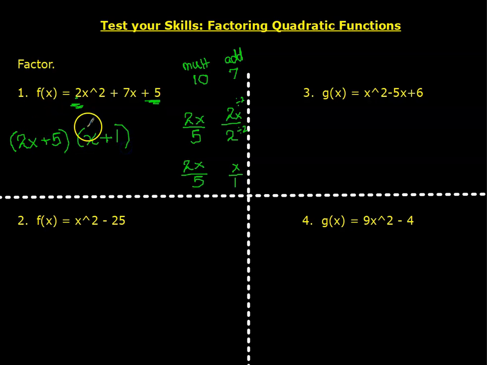And remember, you can always FOIL or distribute to check if you're right. If you are correct, it'll bring you right back up to the original function. And then from here, we're going to do the same thing for number 2.